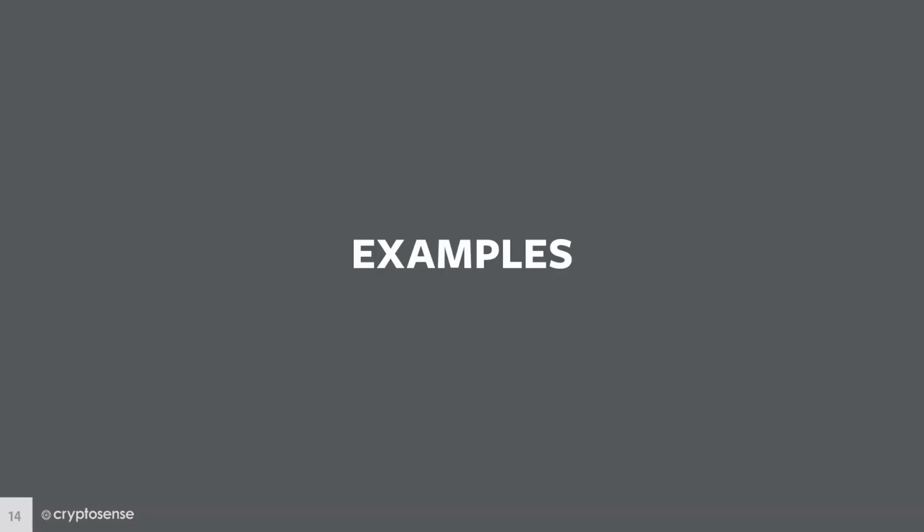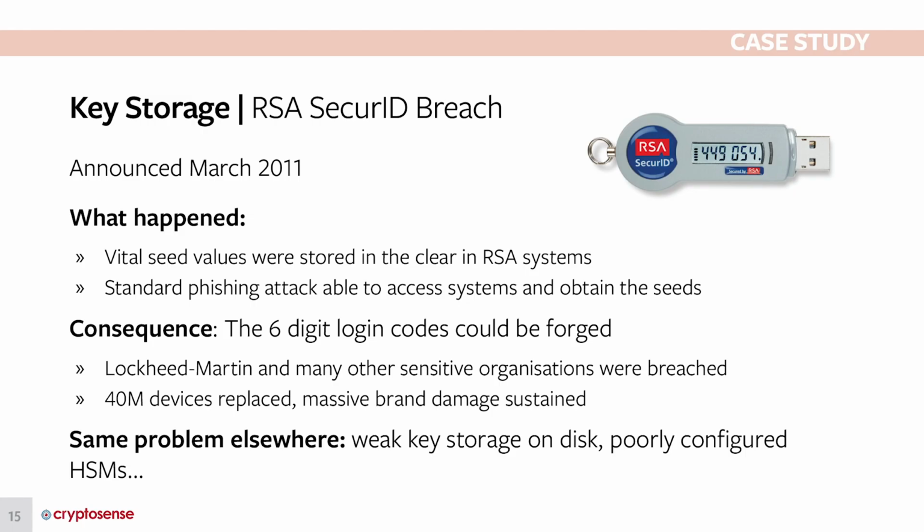Let's see a few concrete examples. This is about key storage. You're probably all familiar with these one-time password key fobs. How do these things work? You have a 6-digit code on the screen. It changes every 30 seconds or so. What's going on in there is there's a cryptographic key and it's encrypting the clock, basically. It's a little bit more complicated than that, but that's essentially what's going on.